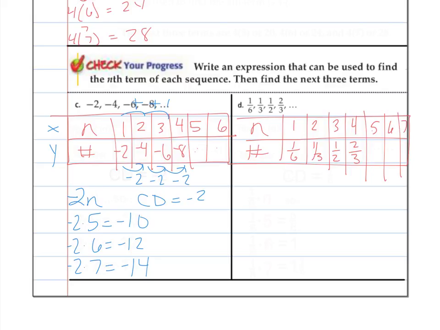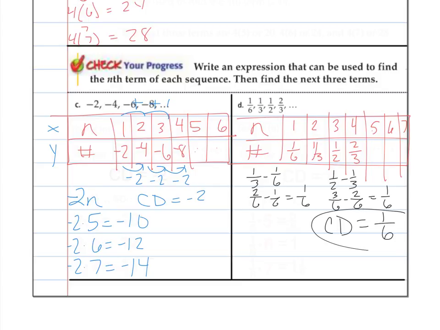So here's where you have to remember your fraction rules. So we have the difference between 1/3 and 1/6. Well, that's the same as 2/6 minus 1/6, which is 1/6. Double check, we have 1/2 minus 1/3. So that's the same as 3/6 minus 2/6, which is still 1/6. So our common difference here is that we are going up by 1/6 every time. And so our expression would be 1/6 times n.